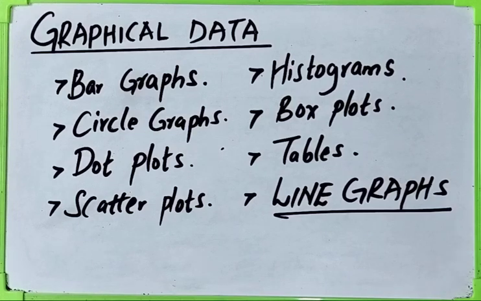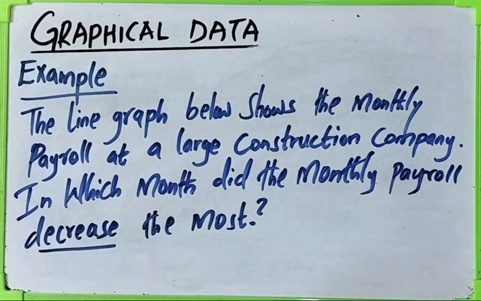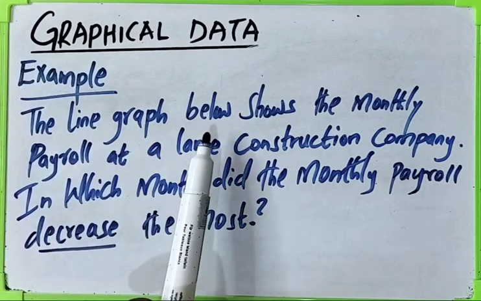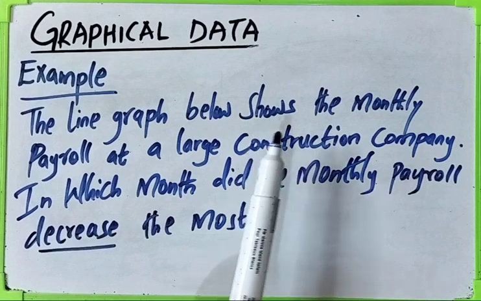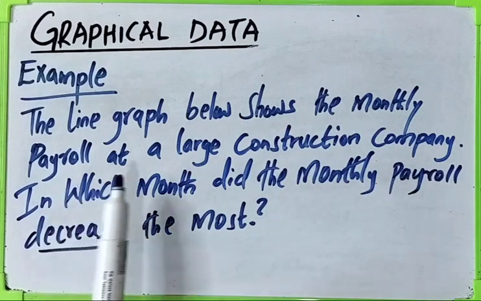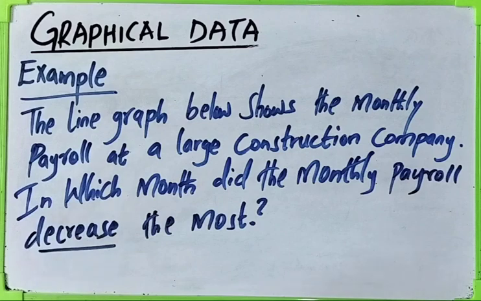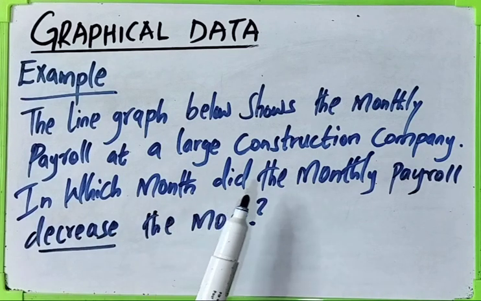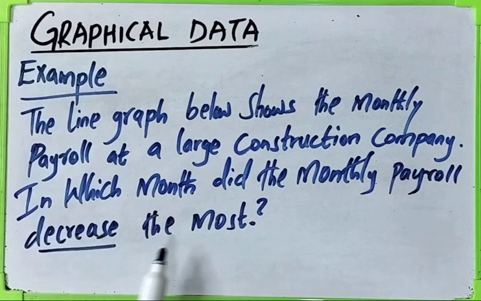Write with me this example. So in our example, we have a line graph, and the question reads, before I provide you with the line graph and the information on that line graph, the line graph below, which I'm going to show you, shows the monthly payroll at a large construction company. In which month did the monthly payroll decrease the most? Have a look.